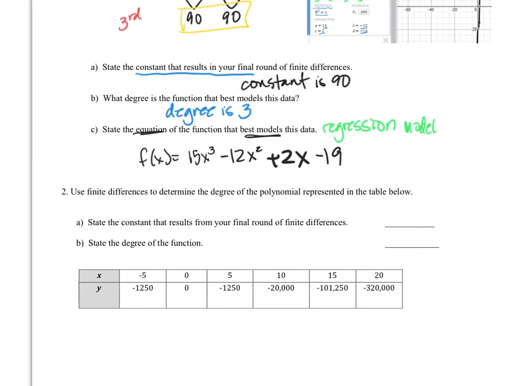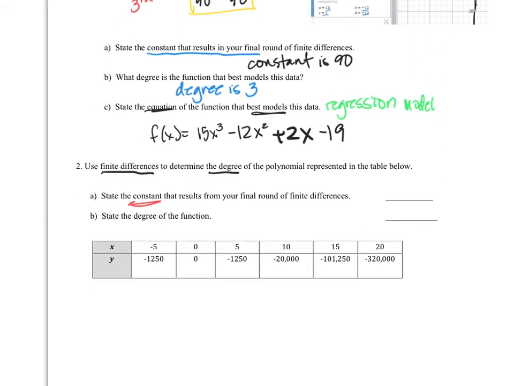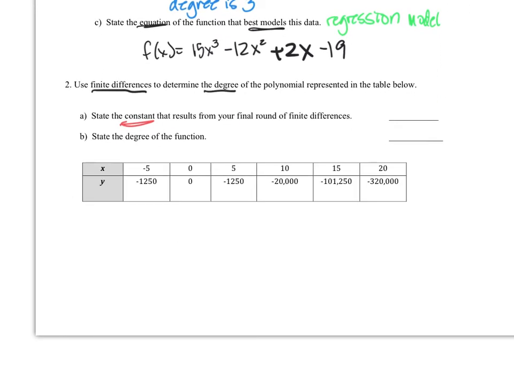Okay. Number 2. Again, find the finite differences and determine the degree. And this one also wants us to identify that constant. So we're going to take a look at those finite differences. For the very first one, negative 1250 to 0 is a positive 1250. 0 to negative 1250, that's a negative 1250.